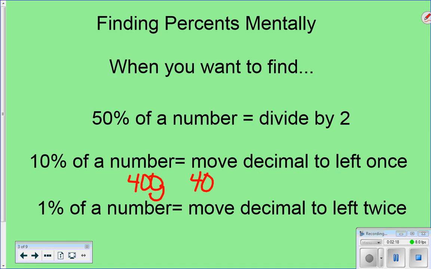But let's say I have this. Let's say I have 362, and I want to find 10% of 362. 36.2. Okay? Makes sense so far?